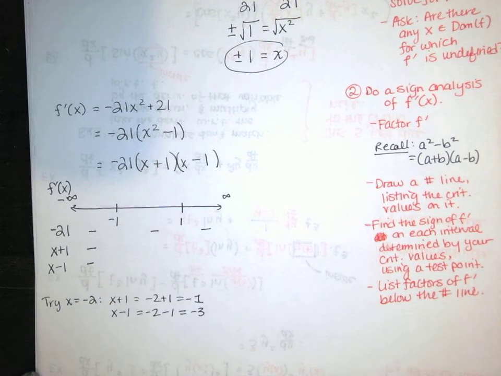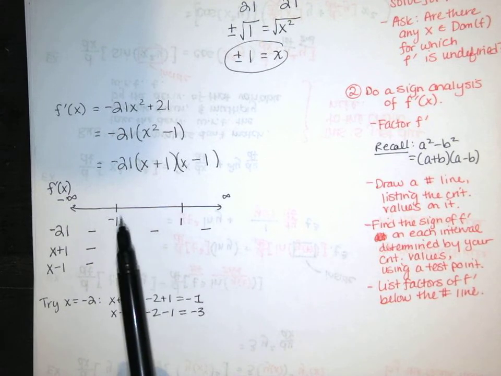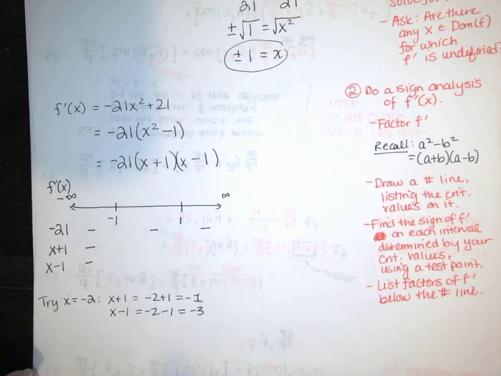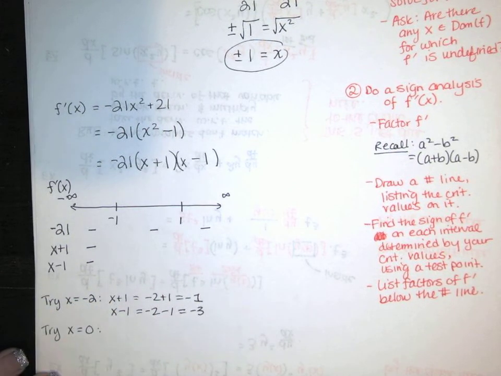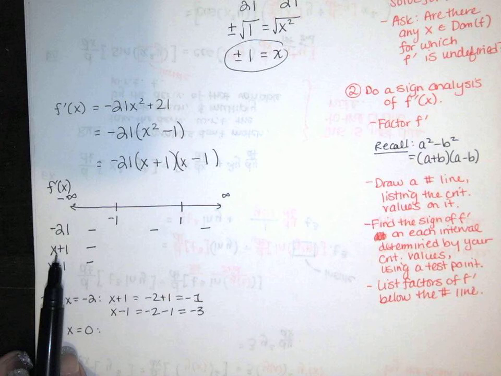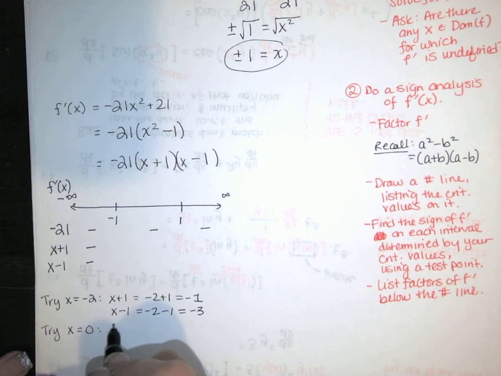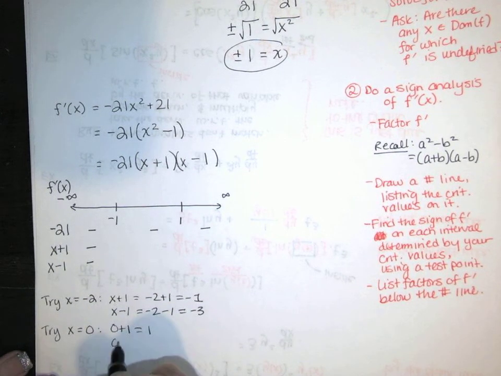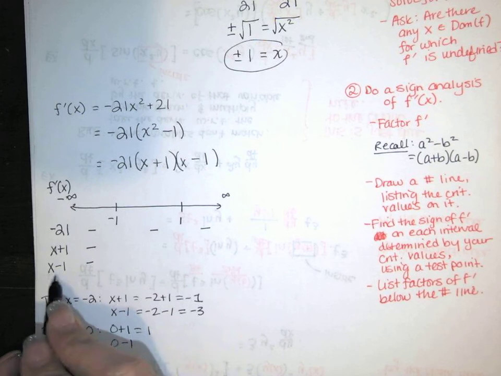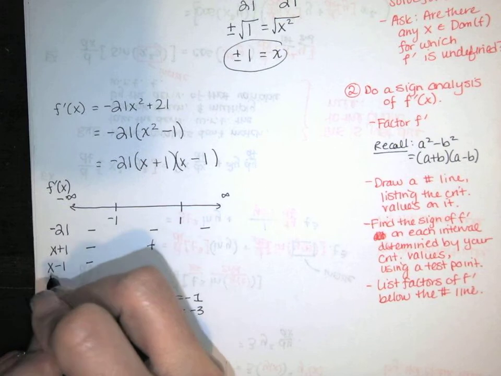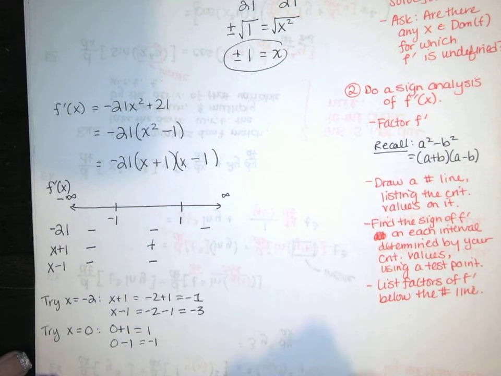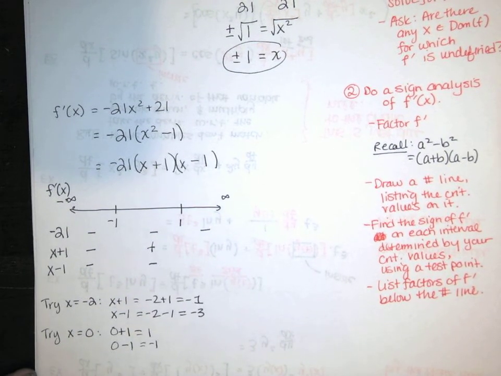Then on the next interval, you want to pick an x value. Any x value you want, it just has to be between -1 and 1. So let's try x equals 0, because it's the easiest to evaluate. 0 plus 1 is positive 1, and 0 minus 1, if I plug in 0 for x here, is negative 1. Again, normally I don't write this down. I just do 0 plus 1 is positive, 0 minus 1 is negative 1, which is negative. Okay, I forgot to multiply the signs.